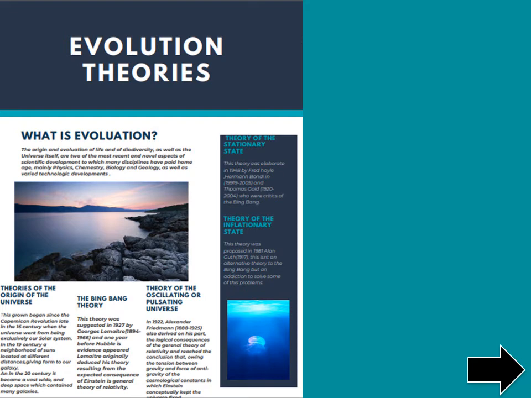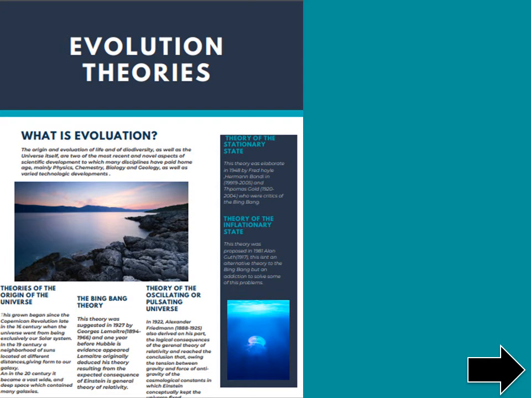The first one is the theories of the origin of the universe. This began in science with the Copernican revolution in the 16th century, when the universe went from being exclusively our solar system to something larger. The second one is the Big Bang theory. This theory was suggested in 1927 by Georges Lemaître. And the third one is the theory of the oscillation or pulsation of the universe. This is from 1922 by Alexander Friedman, also derived as part of the logical consequence of the general theory.